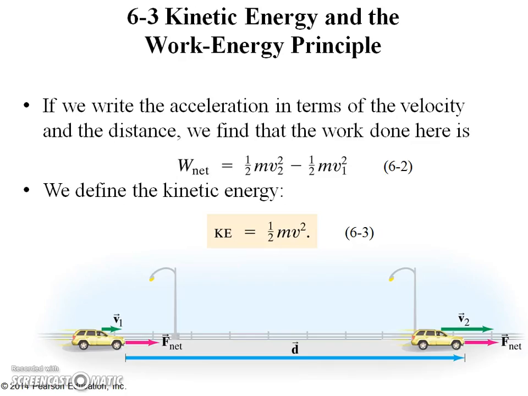Another way to rewrite the equation for work, instead of F times displacement, is 1/2 mv squared of the final position minus 1/2 mv squared of the initial position. This is done by changing force to mass times acceleration and substituting in a kinematic equation. We define the 1/2 mv squared as kinetic energy. Kinetic energy is a mechanical energy that describes the energy of motion.